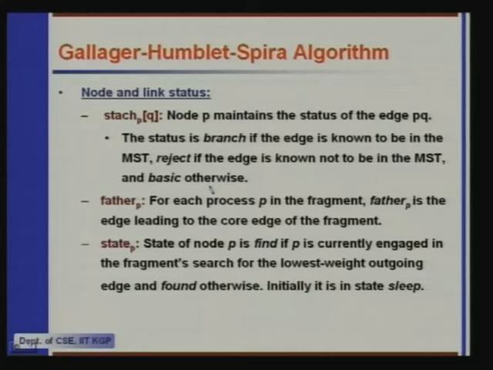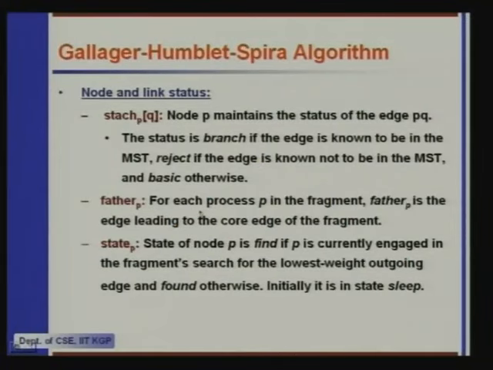When we decide that it is part of the tree, we will make it branch. On the other hand, if ever we find that that edge is between two nodes already in the tree, then we will say that that edge is reject. So, every edge will change status only once. It will go from basic to either reject or it will go to branch, or maybe none of them, but that we will see.